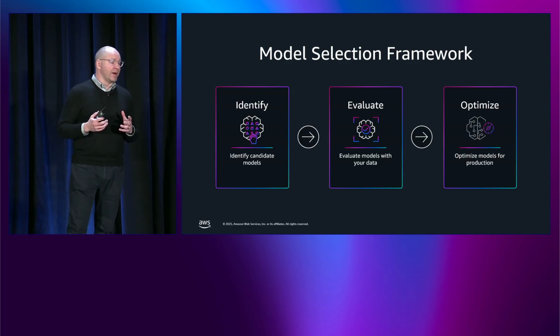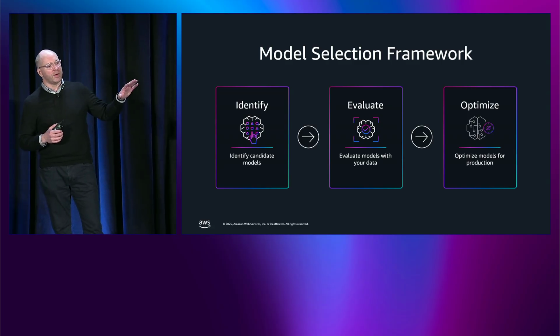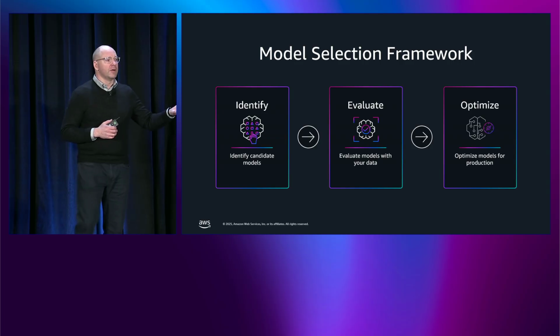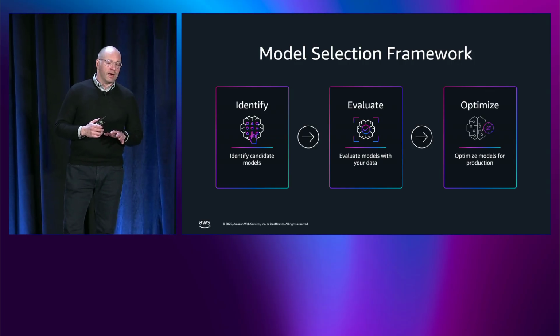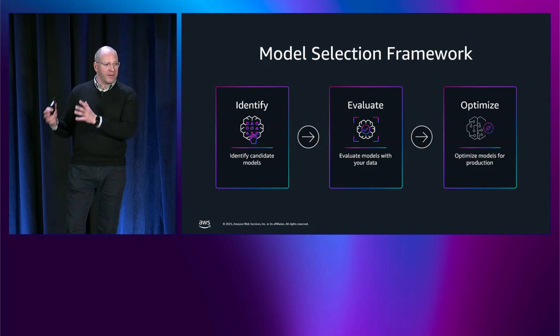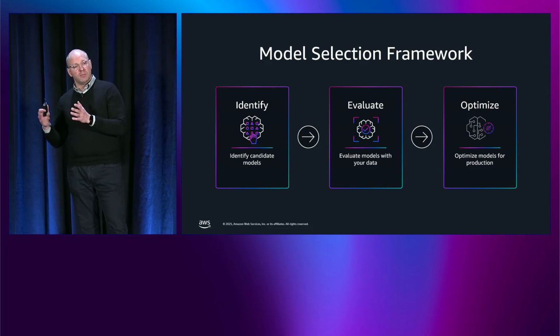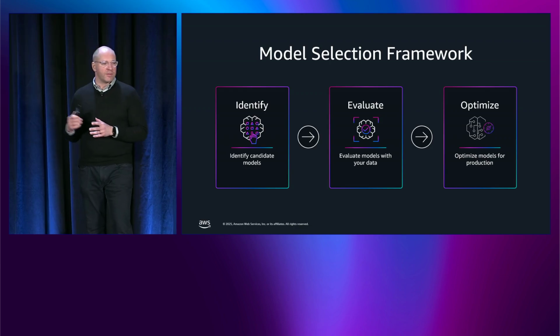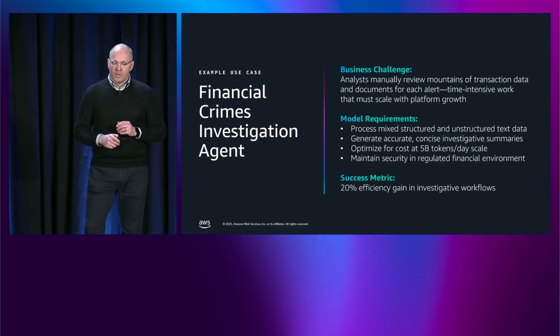Then you evaluate those models on your data, on your use case. This is really critical. Generalized benchmarks are not the greatest indicator of what model is going to be most performant to meet your application's requirements. And then we have another step to optimize those models. That might be through breaking up the AI workload into multiple models to meet the performance requirements you need, or potentially through fine-tuning as well. So we'll talk through all of that today.